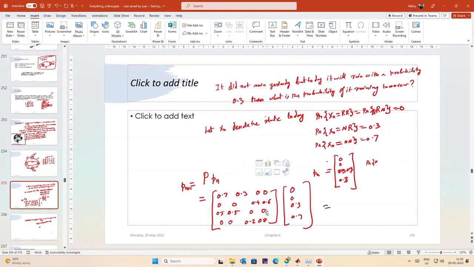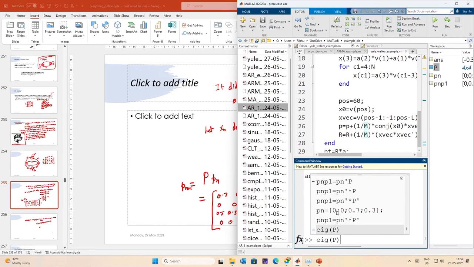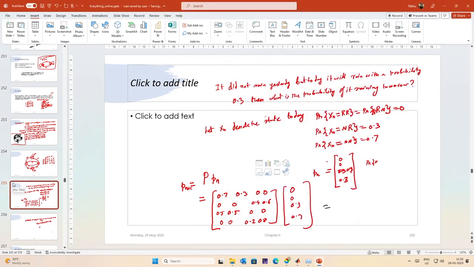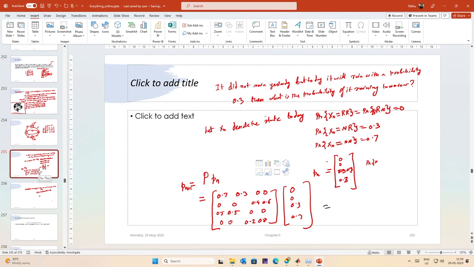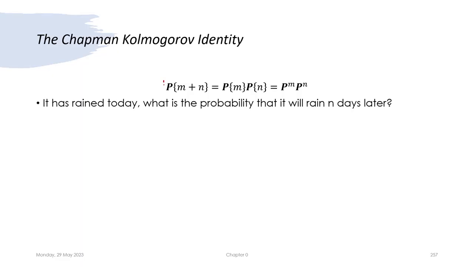This is a Markov matrix, all right. So this is an error. We will return to this problem later in the course. But we know that, given the probabilities for today, we want to know the probabilities for 10 days in advance. So that is where the Chapman-Kolmogorov identity comes in the picture.